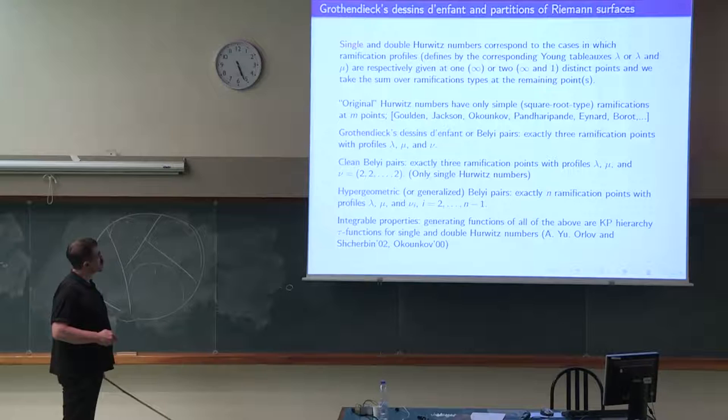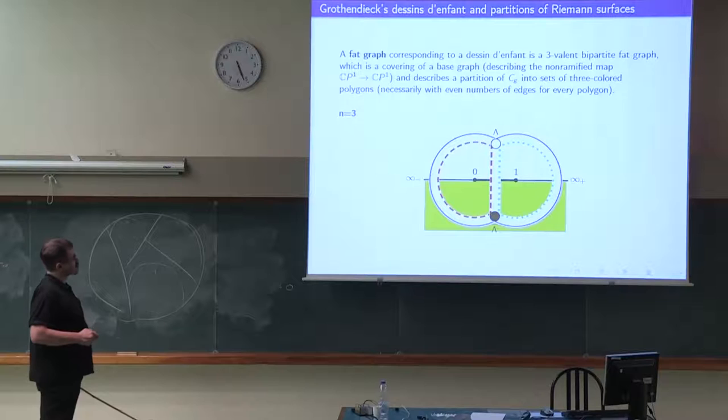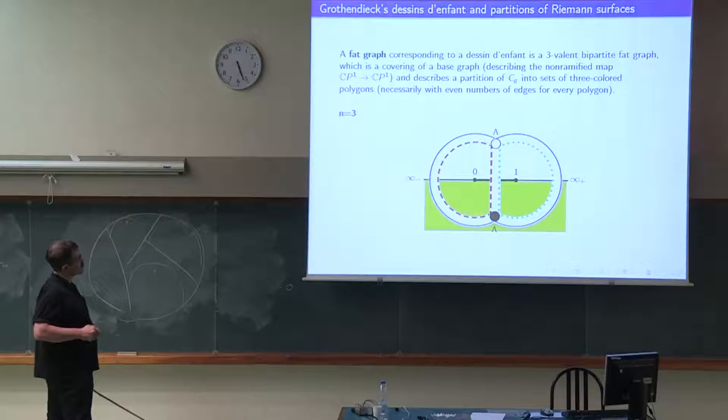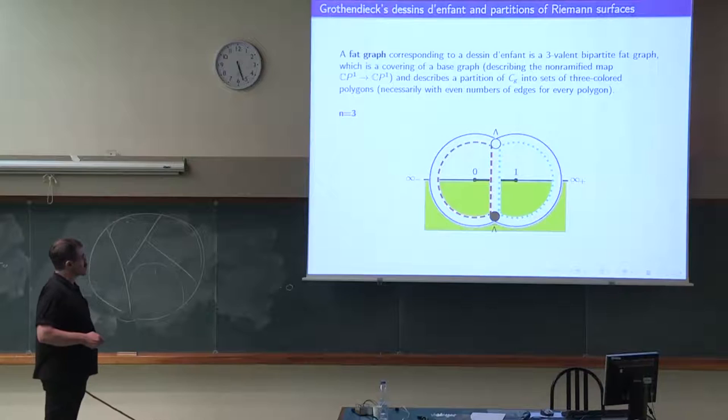So the first point is the appearance of the fat graphs in the picture. So how to construct a fat graph corresponding to a dessin d'enfant? This will be a three-valent bipartite fat graph, which is actually a covering of a base graph that is drawn here. And this base graph describes the simplest ever non-ramified mapping from CP1 to CP1. So it's just a constant function here, and basically we have possible ramification at 0, 1 and infinity.